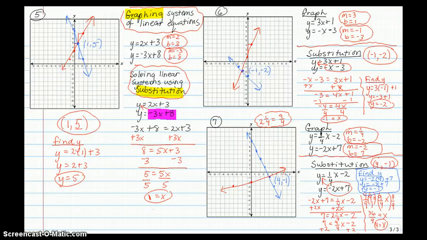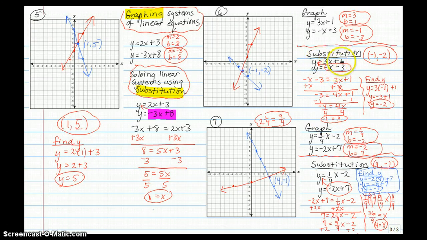For substitution, you substitute the negative x minus 3 into the y position. Negative x minus 3 equals 3x plus 1. You collect the variables on one side. Try to keep them positive, so you add x to both sides. Negative 3 equals 4x plus 1. Subtract 1 from both sides. Negative 4 equals 4x. Divide by 4 on both sides. x equals negative 1. You substitute that into one of the equations.